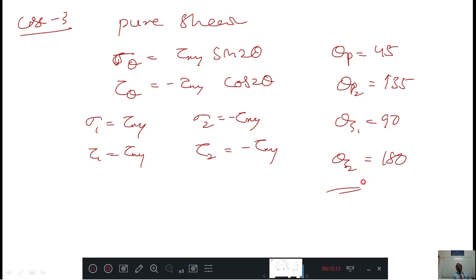These three cases are there, and if you know these three cases, then you can solve problems very easily.